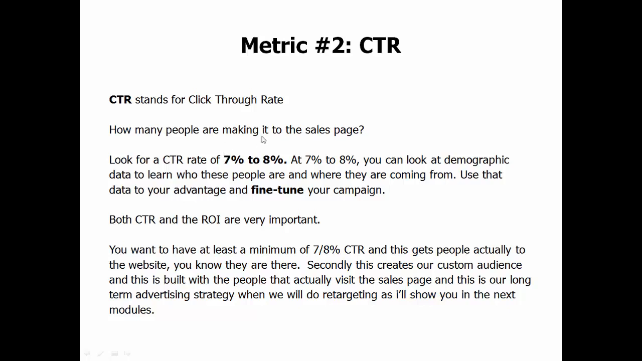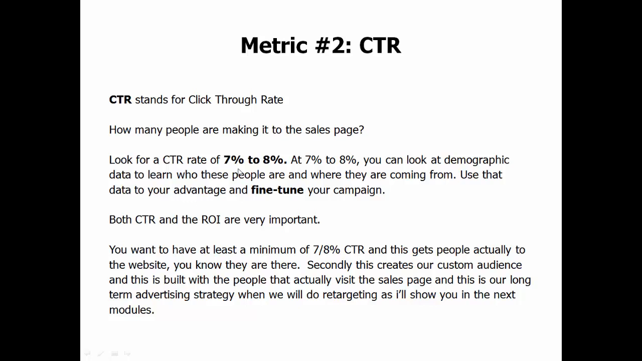Again, it doesn't matter if they are interacting on a post in your fan page, picture, or whatever it is. If they are not getting to the sales page, you have no chance of making the sale. I like to see a CTR rate of 7 to 8%. Some marketers are satisfied with a CTR as low as 1% to 3%, but I don't think this low rate provides you with any meaningful data.